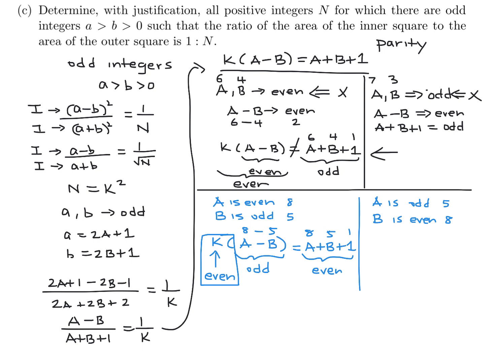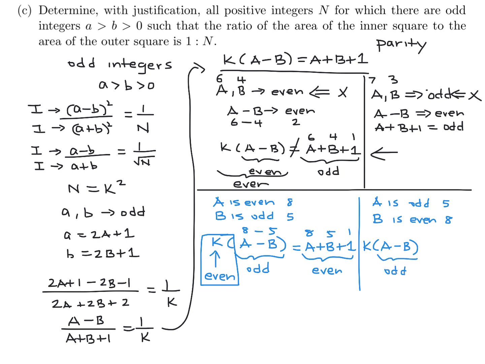Okay, what about here? This scenario will probably have the same kind of story, I think. So we'll just do it. K times a minus b. Well, a minus b, again, is going to be even. Oh, sorry, odd.